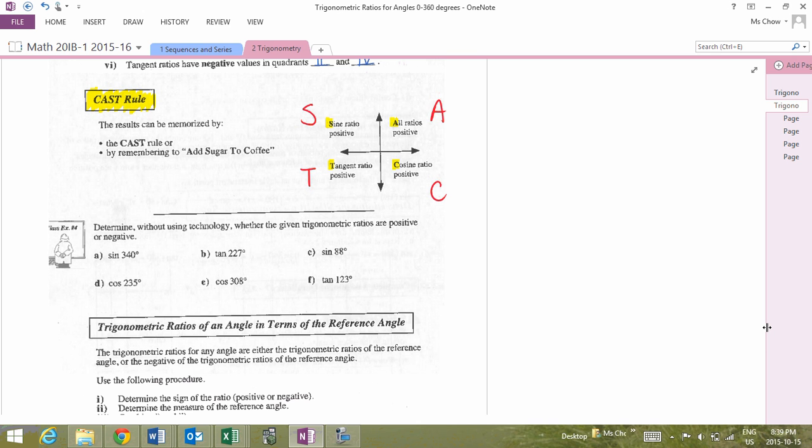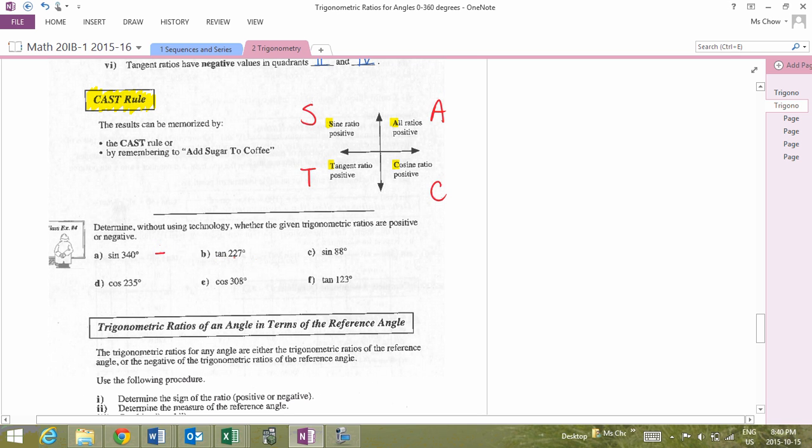Determine without using technology whether the given trig ratios are positive or negative. So we don't actually need to know the exact values. They're not asking for that. They're only asking, are they positive or negative? So what is it that we need to do? Well, we just need to determine which quadrant we're in. 340 degrees puts us in quadrant 4, so only cosine is positive. That means that sine ratio will be negative.